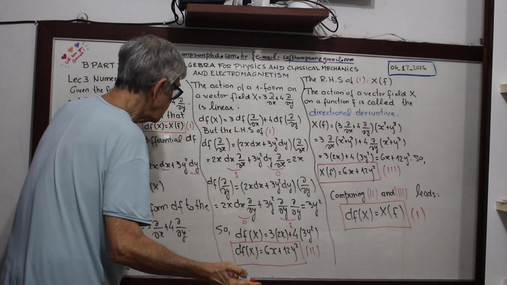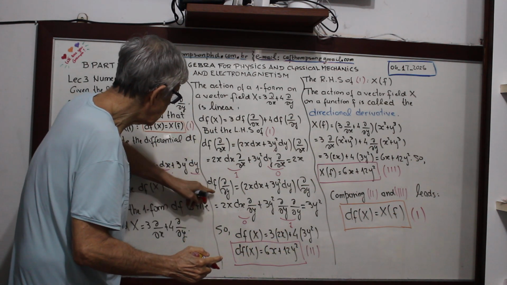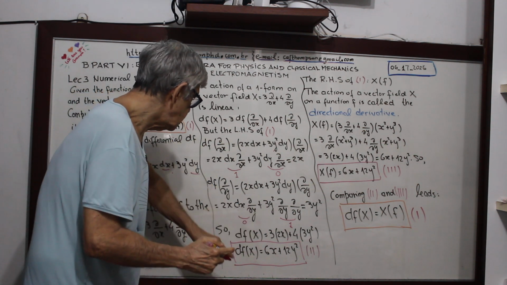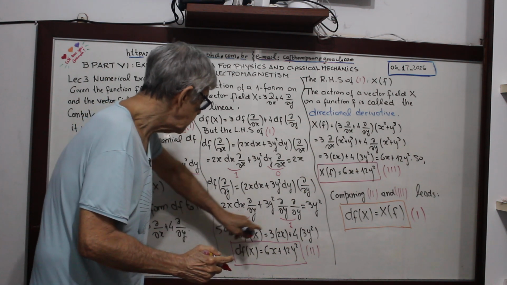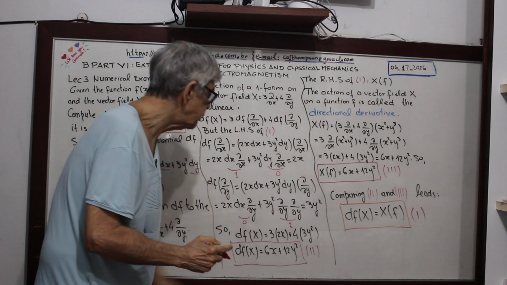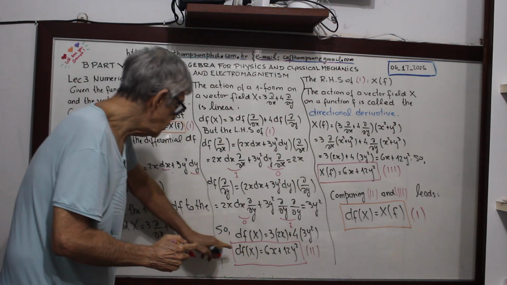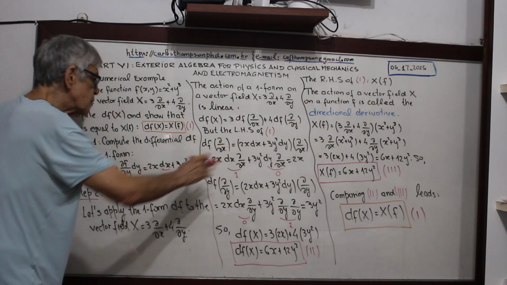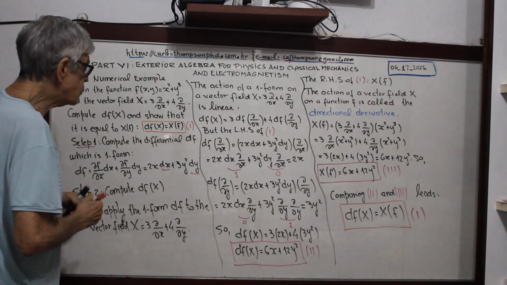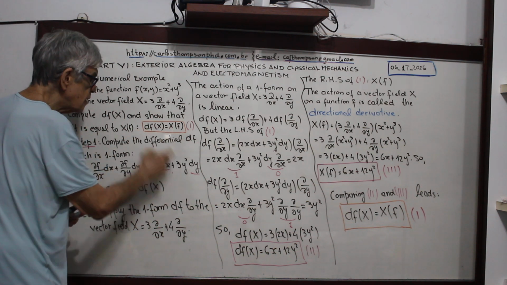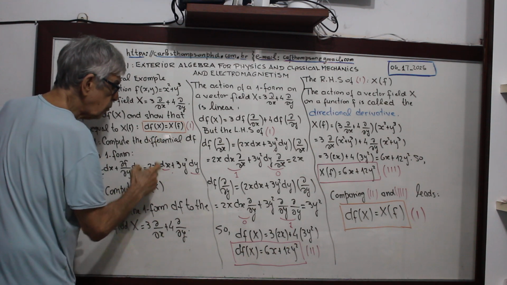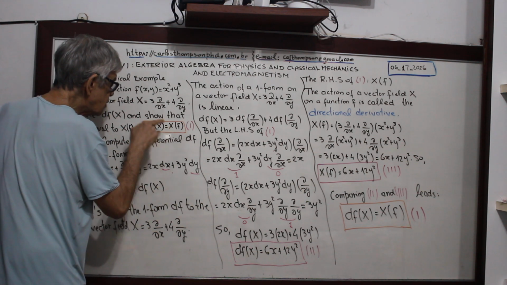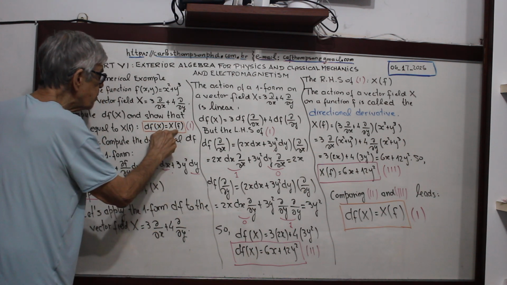Now let's add, because there is a sum. You have this one plus this one. So this leads to df applied to X is 3 times 2x plus 4 times 3y squared. So df at X is 6x plus 12y squared. It's quite easy now. This is the left hand side of 1, which I call equation 2. Now let's go to the right hand side, X applied to f.